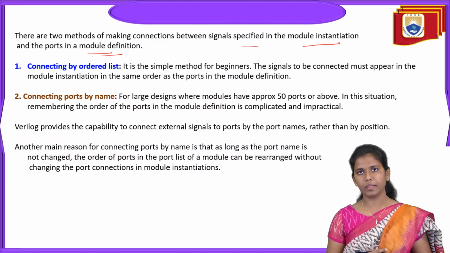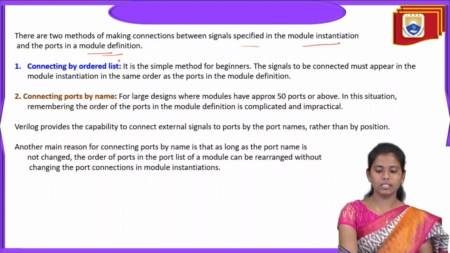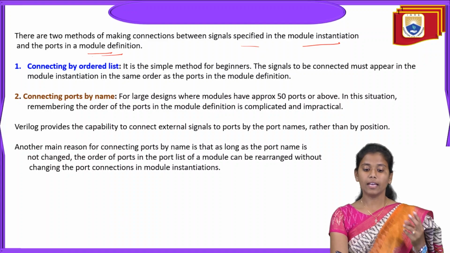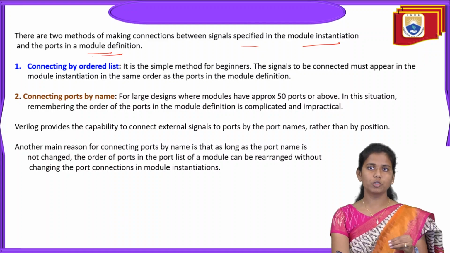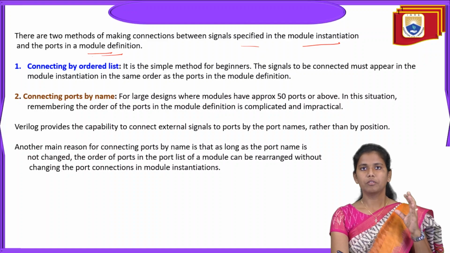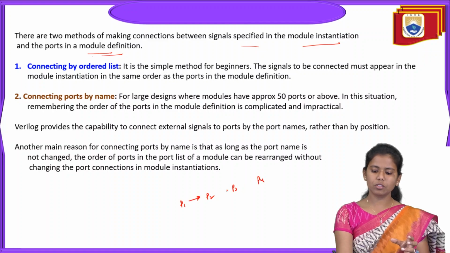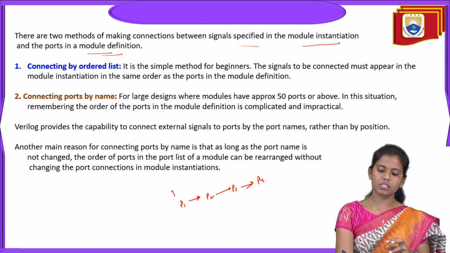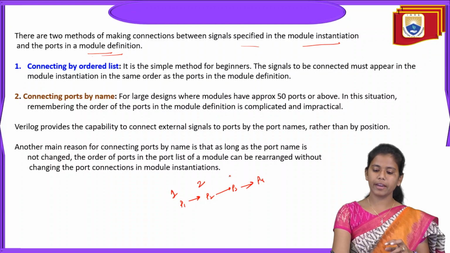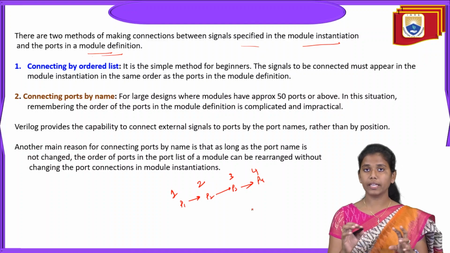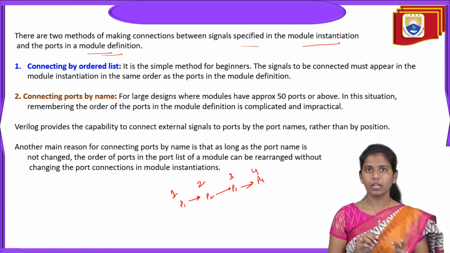So what are those two methods? One is connecting by order list, and the second one is we can connect the ports by name list. First, we can connect port 1, port 2, port 3, port 4, so we can connect all these ports by the order list. So first come, first served: first order, second order, third and the fourth. And the second one is we can connect by the name list, based on the names.